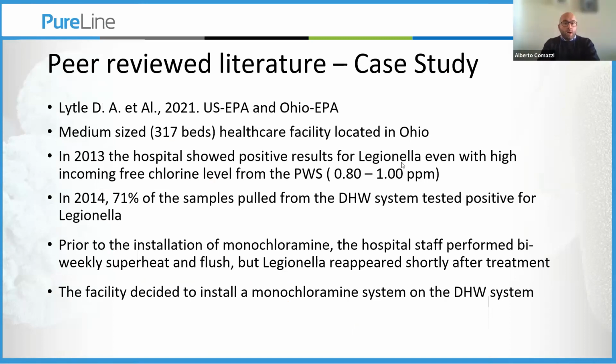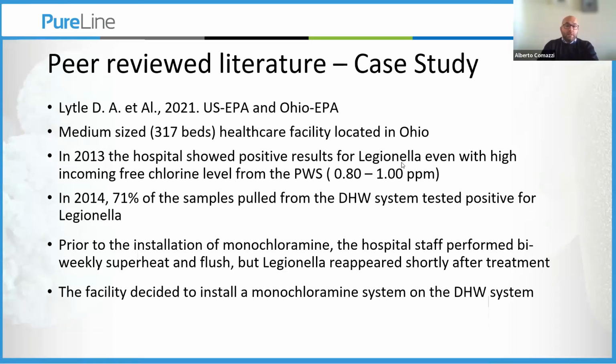I just want to show you a case study from a paper that was published in 2021 by the US EPA about monochloramine. This was a paper published with the results gathered from a medium-sized healthcare facility in Ohio. This hospital started to have Legionella problems in 2013, even though they had pretty good chlorine residuals coming in from the municipality. You always have to keep in mind that even if you have a good level of chlorine coming in from the city, that doesn't mean you're going to have a good chlorine level in your plumbing system.